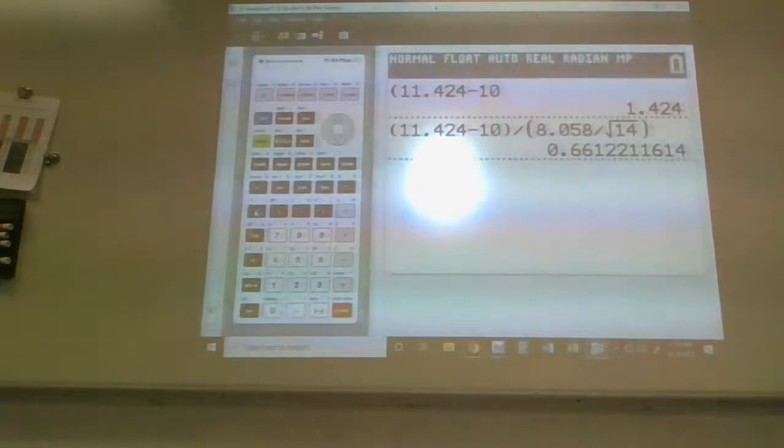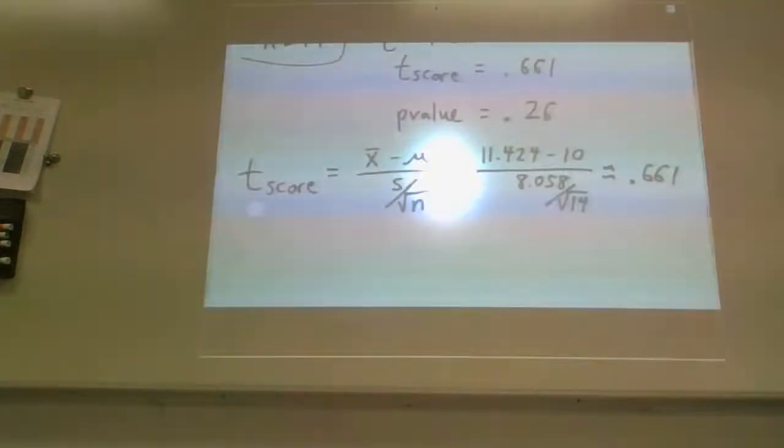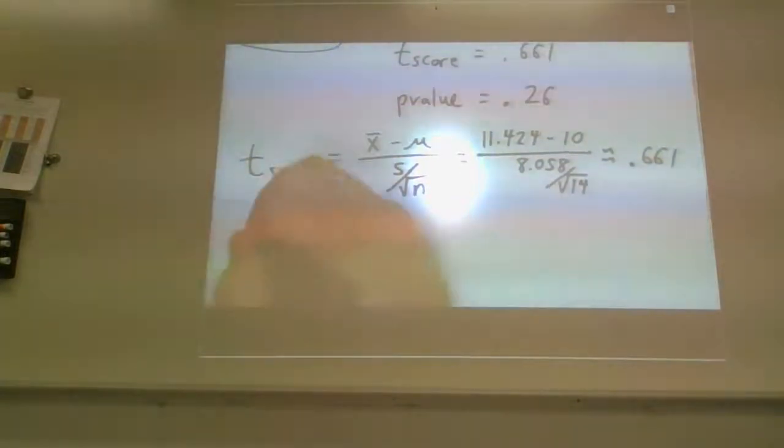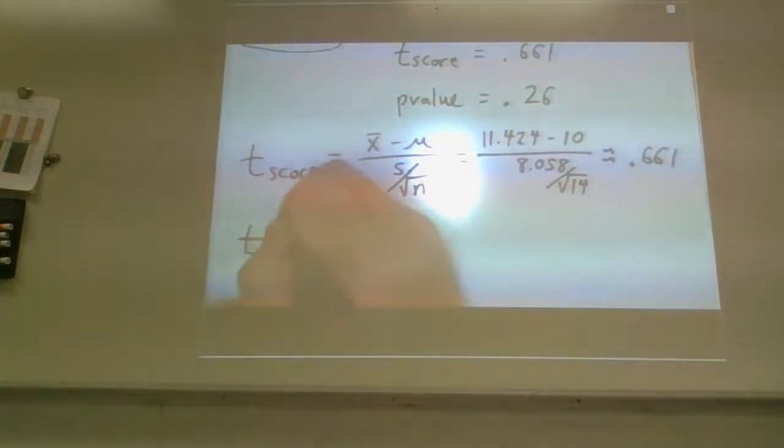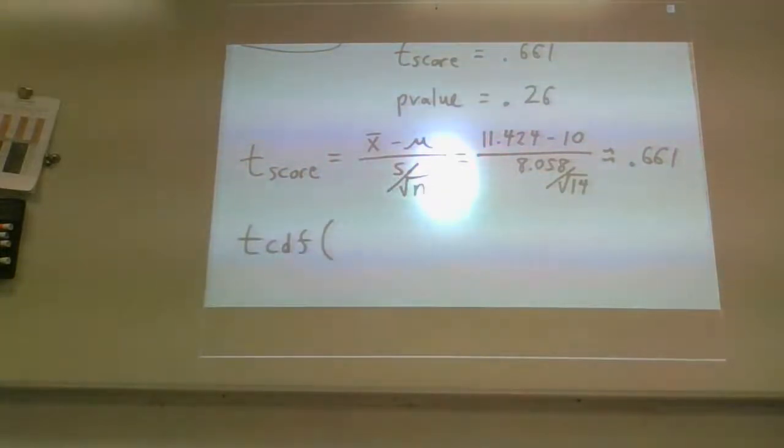Cool. So you can see right here, this decimal is exactly the t-score that we got, the 0.661 approximately, but that is how that t-score was calculated. Now, for the p-value, because we are doing the p-value with a t-test, you would have to use a t-CDF in order to get the p-value. Before, we would use normal CDF, but for here, you would have to use t-CDF.